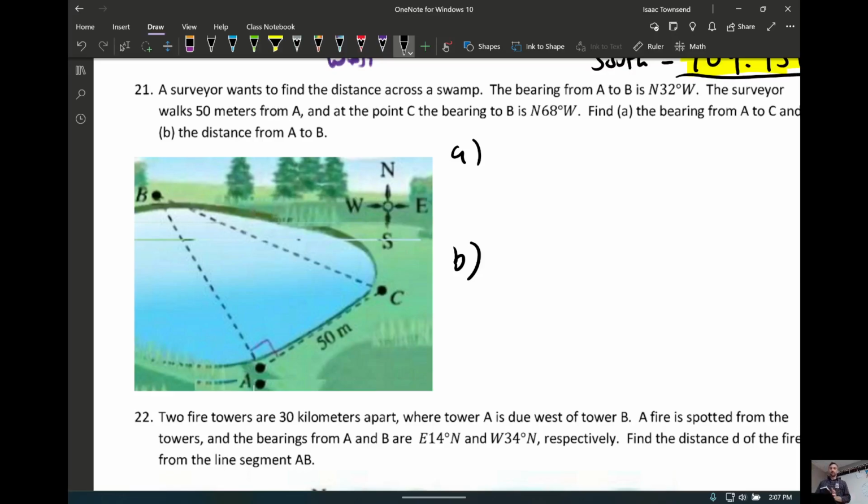Okay, let's go over this 21 to clear up anything that you needed help on. So the first part of this question, you certainly do need to know these bearings and how to add this to your picture.